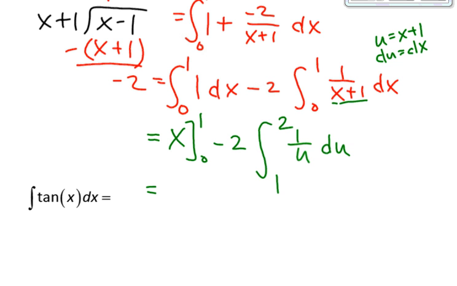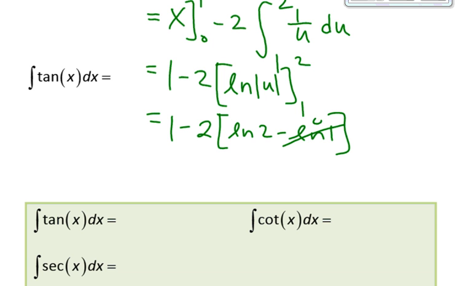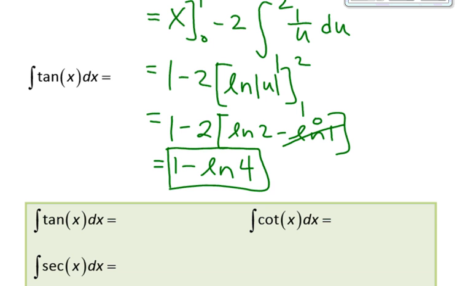So then if I evaluate x, that's going to be 1 minus 0, which is 1, minus 2 times the integral of 1 over u, which is natural log of u, from 1 to 2. Now I don't have to go back to in terms of x. I can simply say that's 1 minus 2 times (natural log of 2 minus natural log of 1). I know that the natural log of 1 is 0. So this is actually 1 minus the natural log of 2 squared, which is 4.